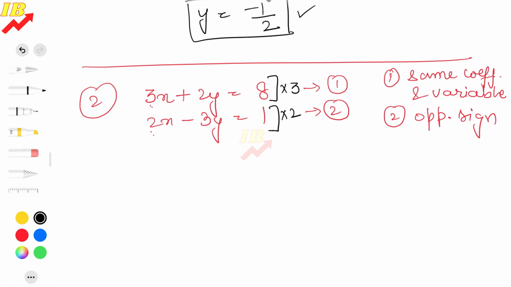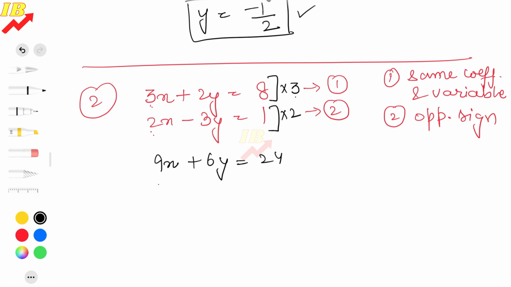See, this bracket shows that we are multiplying it with the whole thing. So if I'm multiplying it, the first equation gives you 9x plus 6y equals 24.